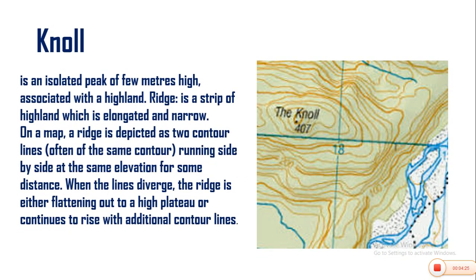The next feature is a knoll. A knoll is an isolated peak of few meters high, associated with a highland. A knoll is always associated with a highland. It's always on a highland. If you look at this feature now, you have the height of this land showing as 407. That's the height, so it's a highland, and the knoll is always found on a high land. Now let's look at a ridge.